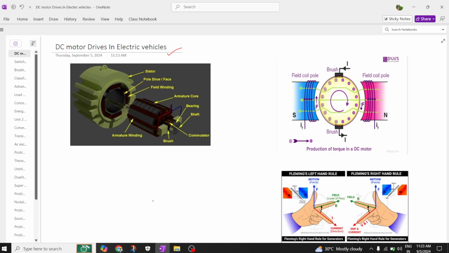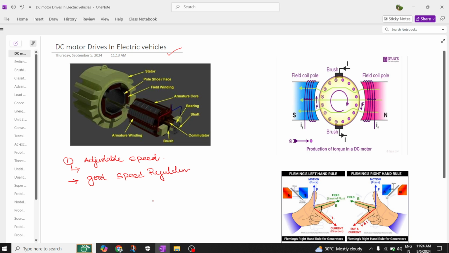So basically, the need for a DC motor in an electric vehicle drive is when you require an adjustable speed. If you want an adjustable speed, then a DC motor is required. And if you want good speed regulation, then a DC motor is also a perfect tool for you.